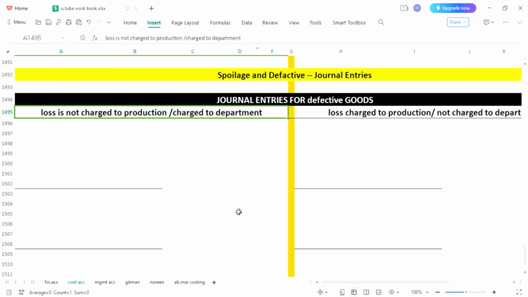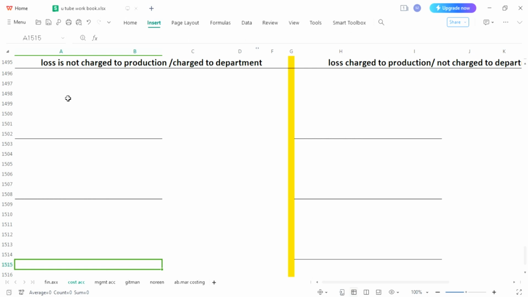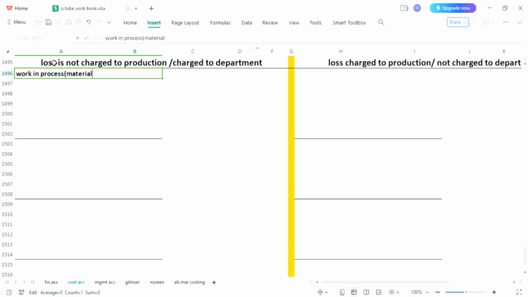Okay, so we are coming over here. You can see the proforma is the same. There are two sides. The total number of journal entries would be 3 at left and 3 at right. So we are starting our first entry. As you know, it starts with work in process, but since we are related with three major aspects, first would be work in process material, second would be work in process labor, and then work in process FH.